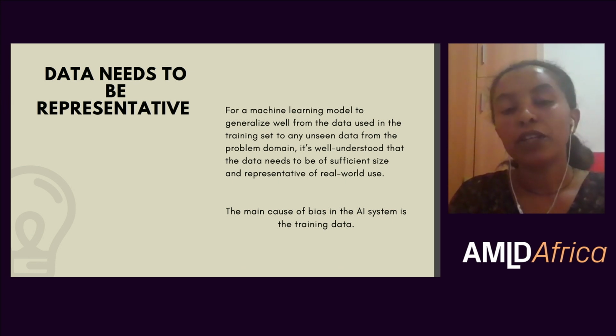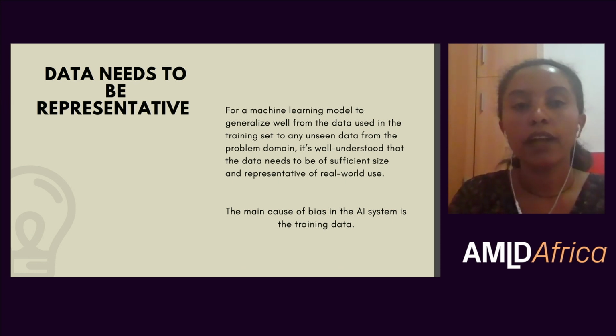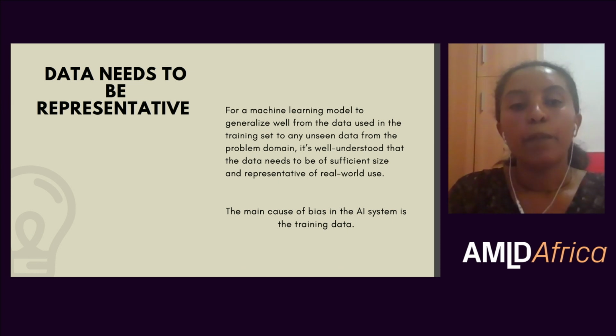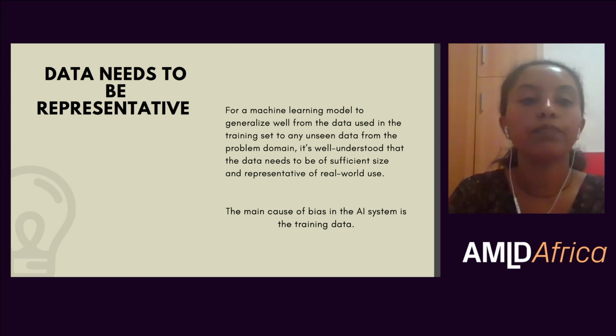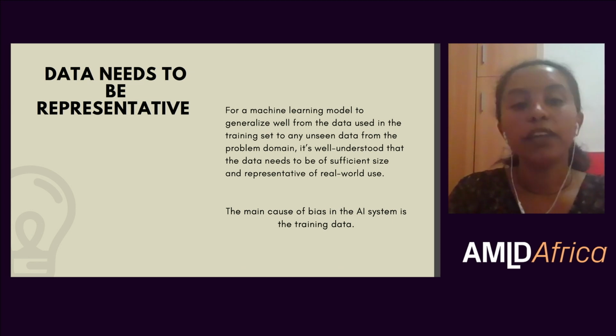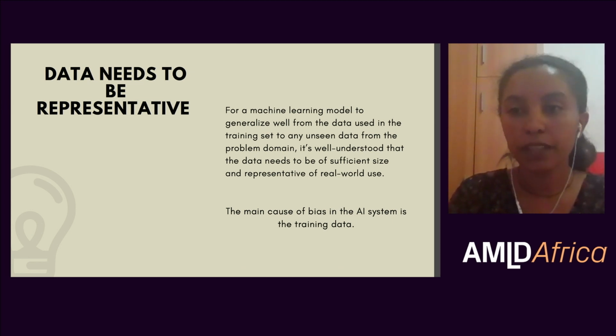Besides that, for a machine learning model to generalize well from the training set to any unseen data from the problem domain, it's well understood that the data needs to be of sufficient size and representative of real-world use. But unfortunately, large-scale datasets currently used in the face image domain are often collected without consideration of demographic distribution, and they are biased towards certain demographic distributions. Due to this, in many real-world datasets, some groups are overrepresented and others are underrepresented.